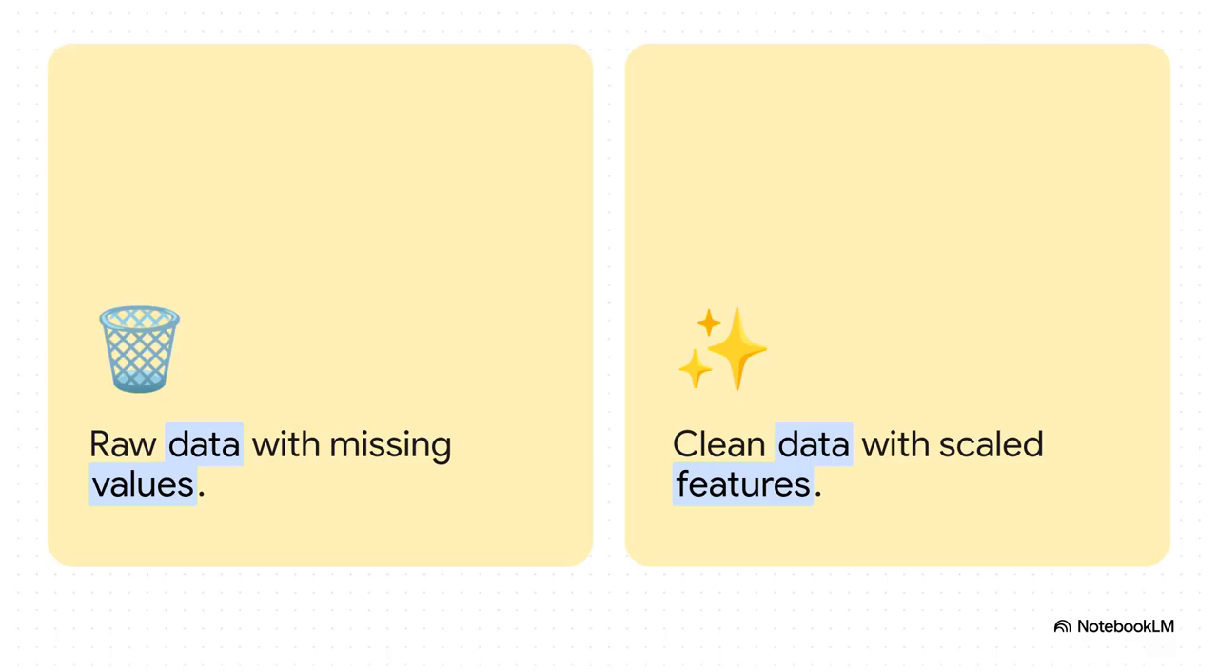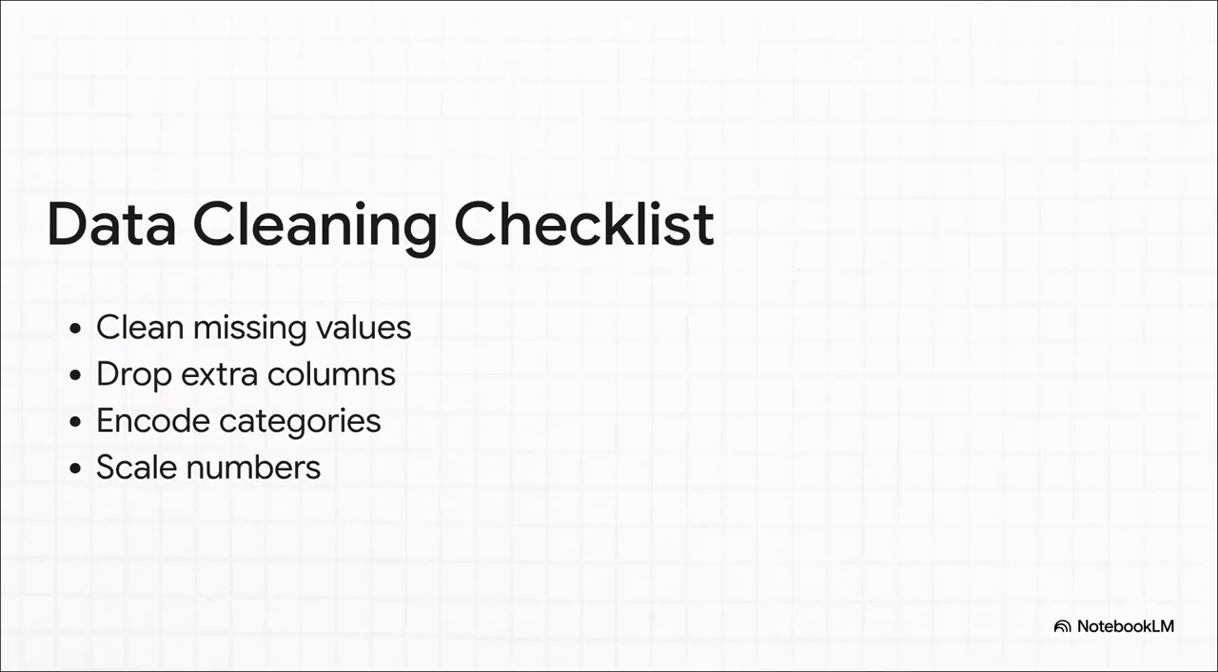But to get ML-ready data, we absolutely have to transform that raw mess into a strictly numerical format with meaningful magnitudes. An algorithm just cannot process it otherwise. So here is your essential data cleaning checklist.